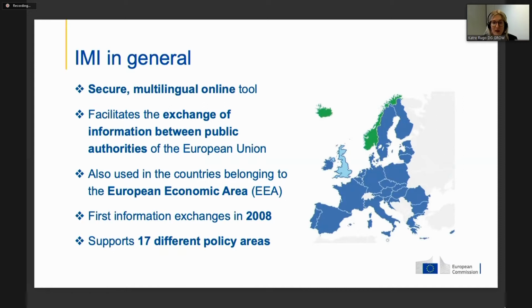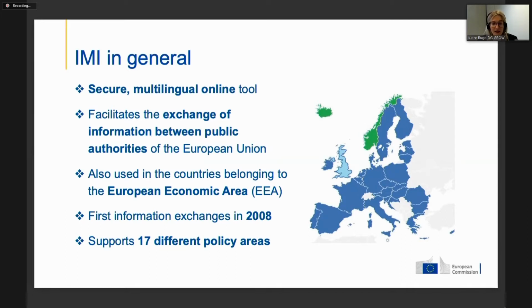So note that IMI is used by public authorities across the EU. IMI is also used in the countries belonging to the European Economic Area, so Liechtenstein, Norway, and Iceland in some areas. And on third countries, it is theoretically possible that they use IMI, provided that they fulfill the conditions as laid out in the IMI regulation. However, at the current point, there are no third countries that are using IMI.